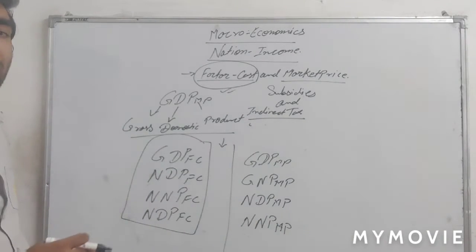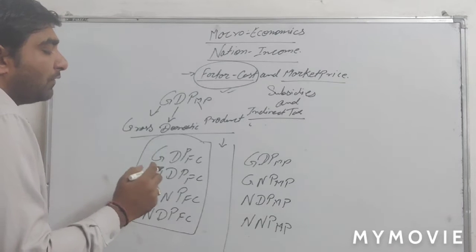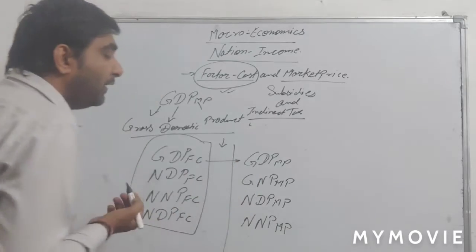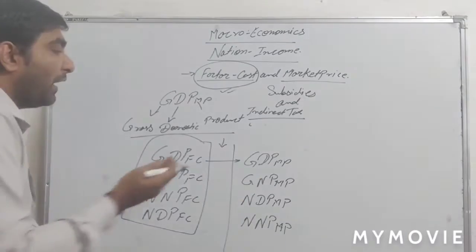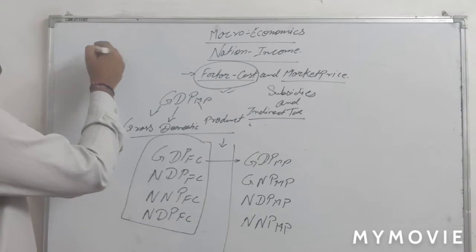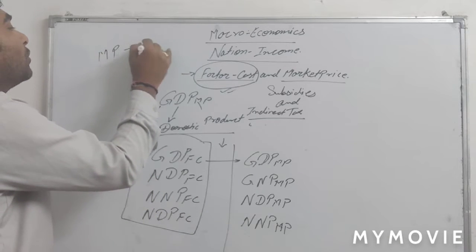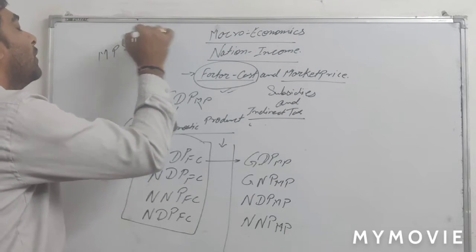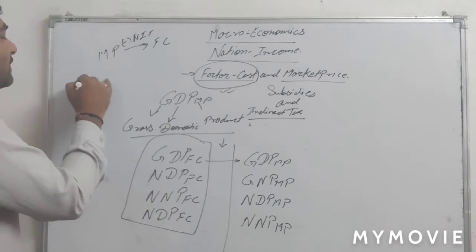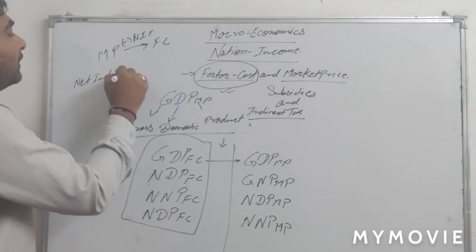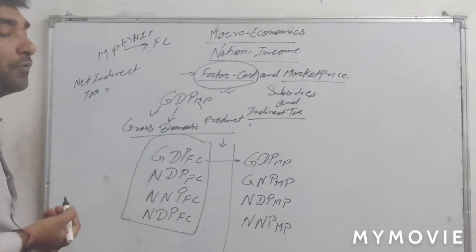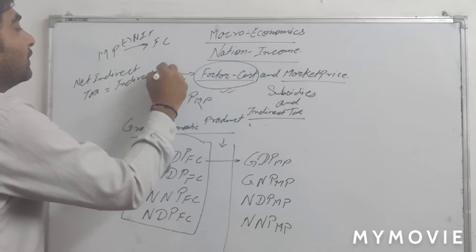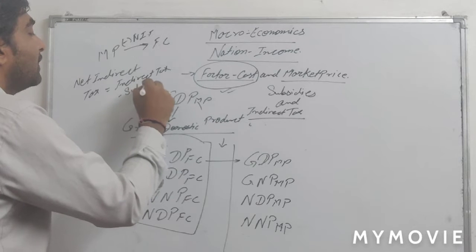So what's the major difference between these? If you want to convert GDP at FC to GDP at MP, then we add or subtract what? If we move from MP to FC, we subtract NIT. What does NIT mean? NIT means net indirect tax, and it is calculated by indirect tax minus subsidy.